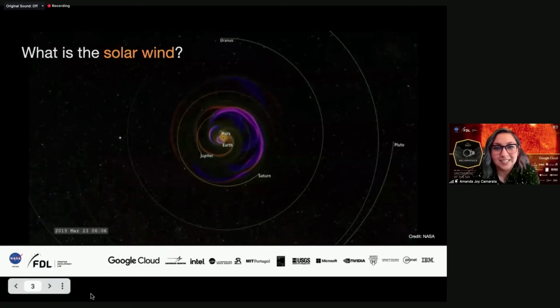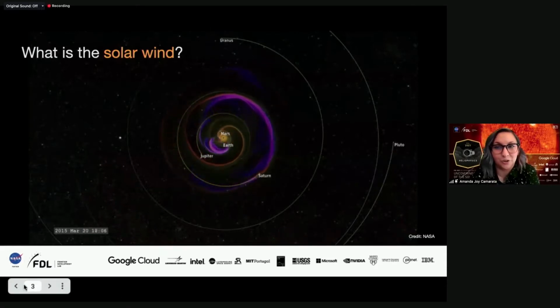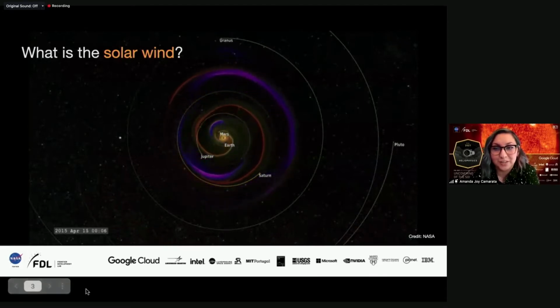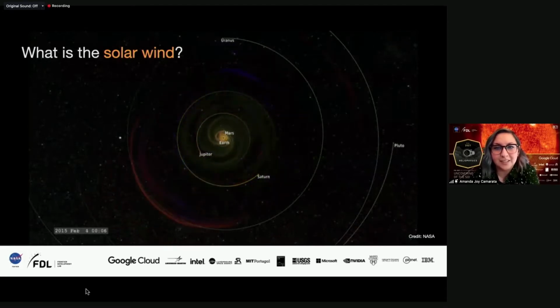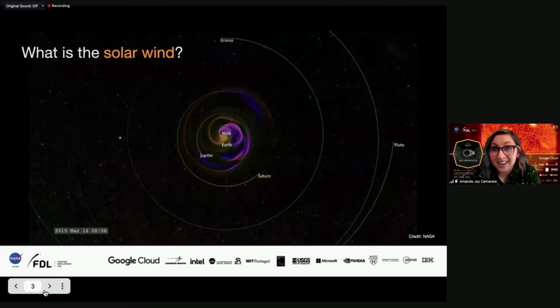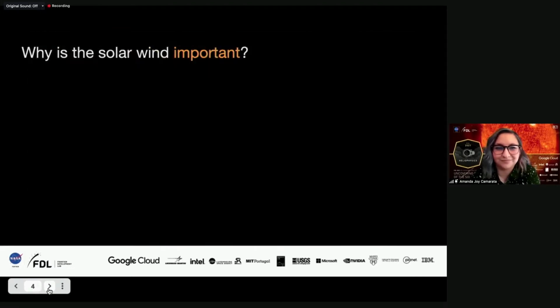Now, our Earth exists in a constant bombardment of the solar wind. And while we are largely protected from the solar wind by our magnetosphere, the solar wind can affect the technology in space that directly impacts our way of life, such as communications, GPS, and long-duration missions in space. Sudeshna will tell us more about why the solar wind is important.